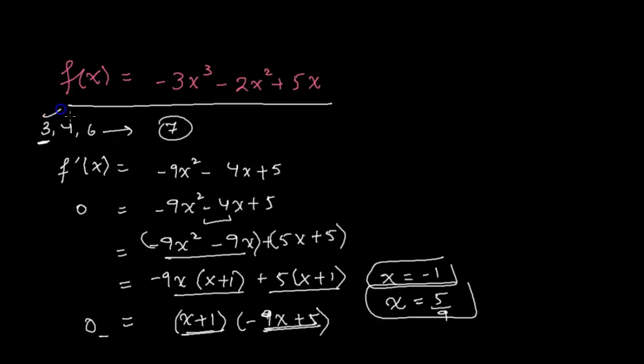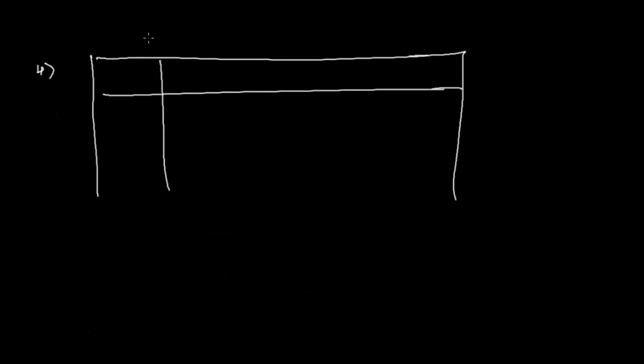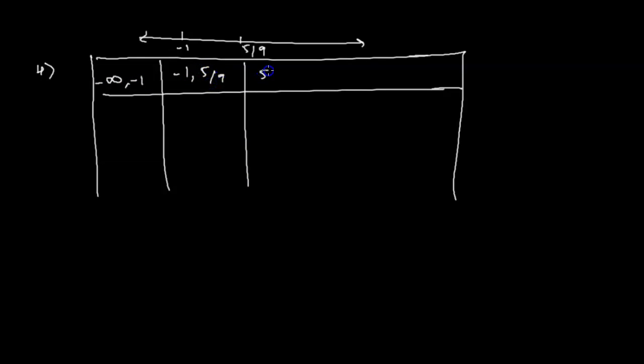And we've done the third step. Step number 4 is to conduct the first derivative test. And for that, we will create the table. We know the critical numbers are negative 1 and 5 by 9. So we would use this to write our intervals. It's negative infinity to negative 1, then negative 1 to 5 by 9. Then we have 5 by 9 to positive infinity.